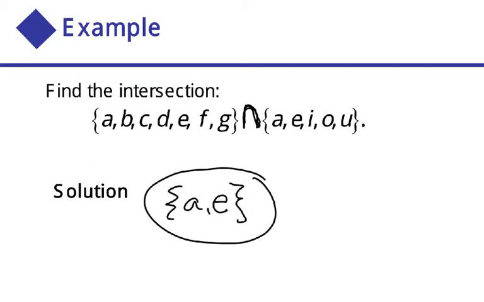With an intersection of sets like this, you'll never get a set that's larger than either of your two beginning sets. Okay? It'll be either the size of the smallest one or smaller than that.